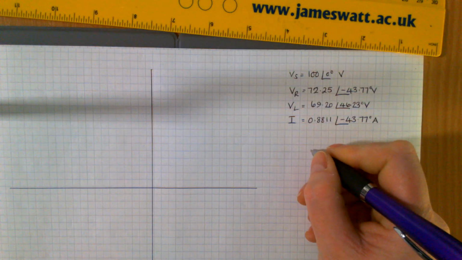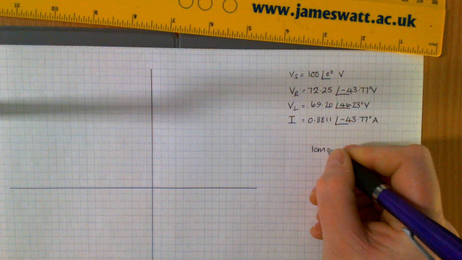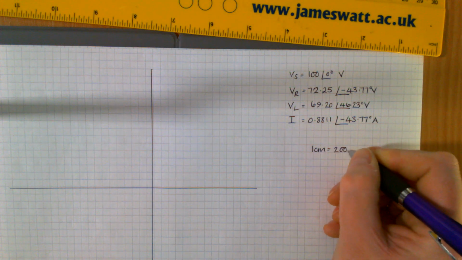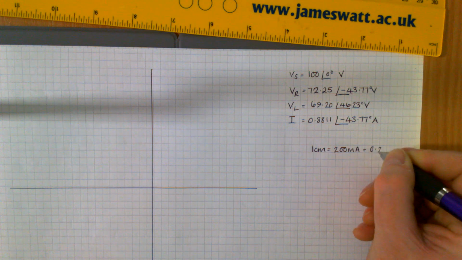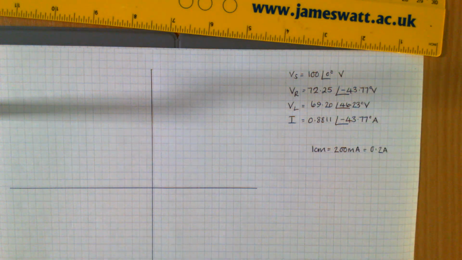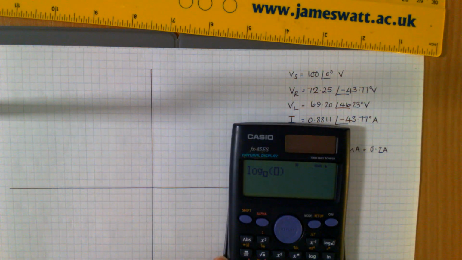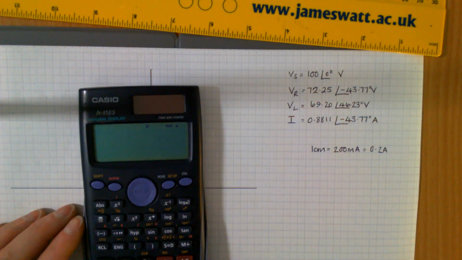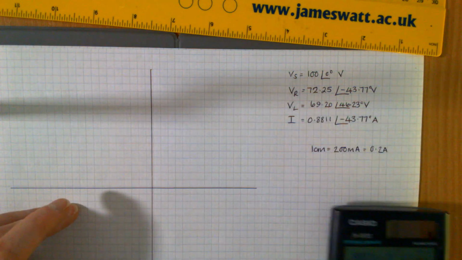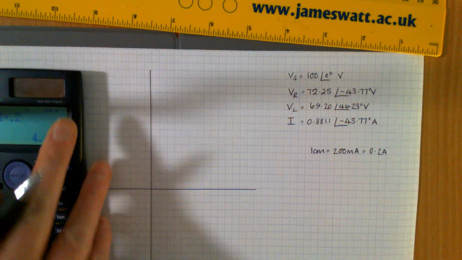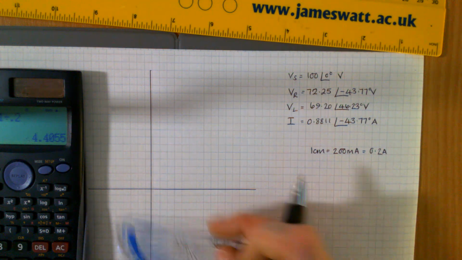So for my current scale, I'm going to say 1 centimetre equals 0.2 of an amp. So my current is 0.8811 divided by 0.2, giving me 4.4 centimetres. And it's at that angle, minus 43.7.